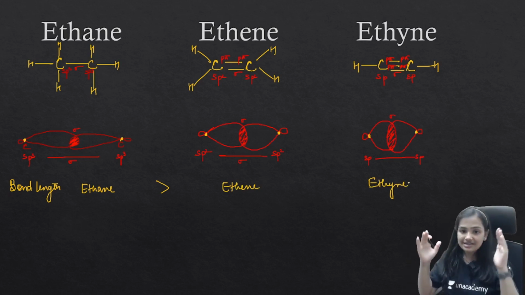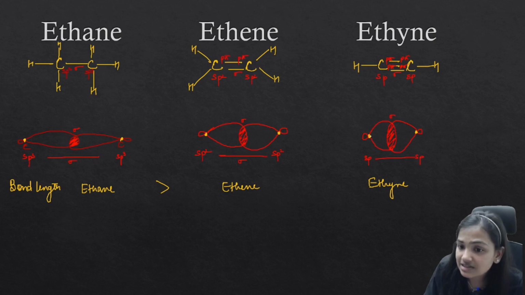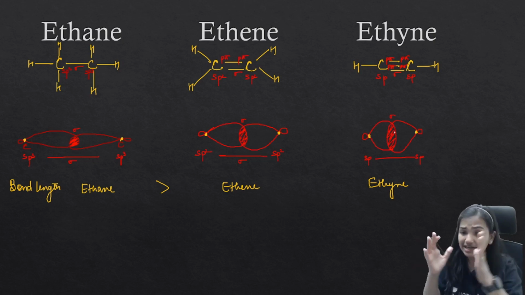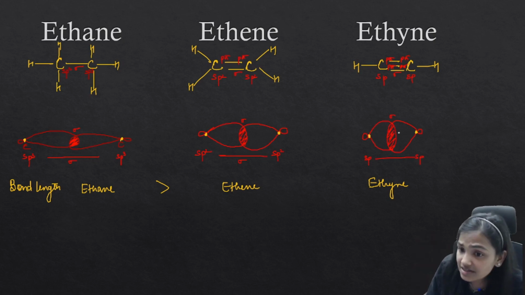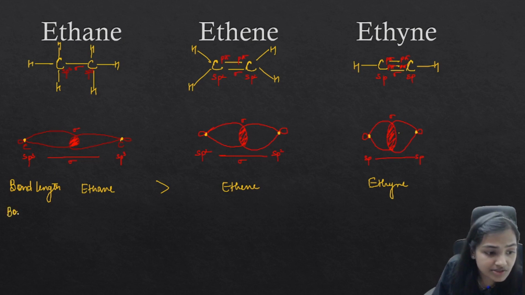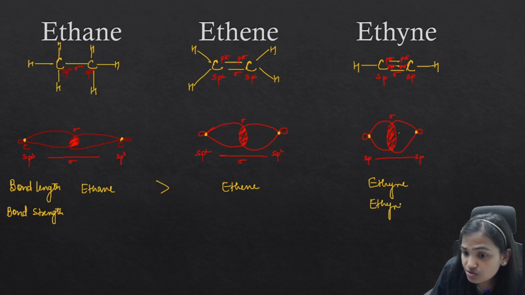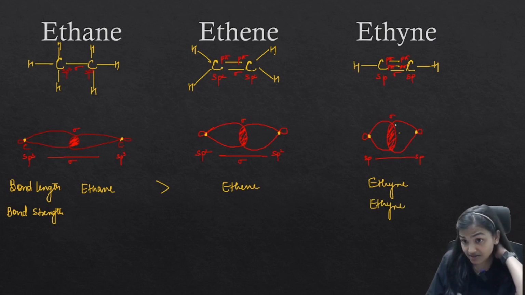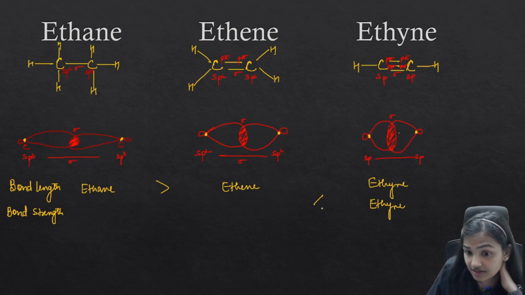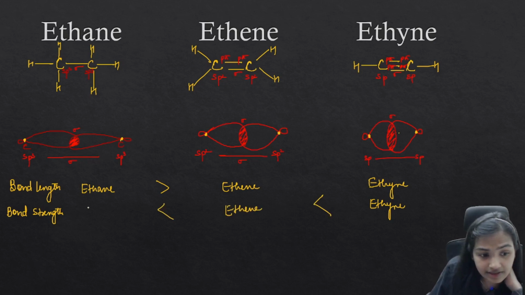Okay, so guys, as the bond becomes shorter, you can see that the nuclei are holding the electrons more tightly. This nucleus is holding its electron more tightly, and this nucleus is holding its electron more tightly. So there is a bond formation. Ultimately, if there is a question about the bond strength, we can say that ethyne has a much stronger bond, because this sigma bond is very strong. Ethyne is stronger than ethene, and then ethane.